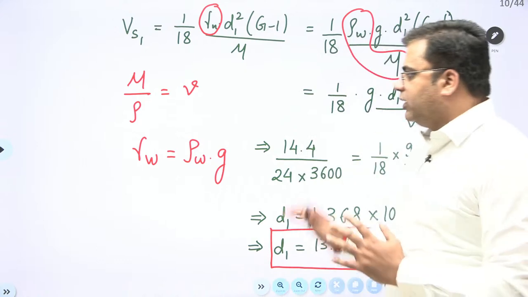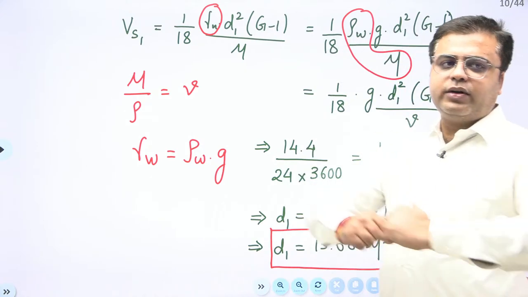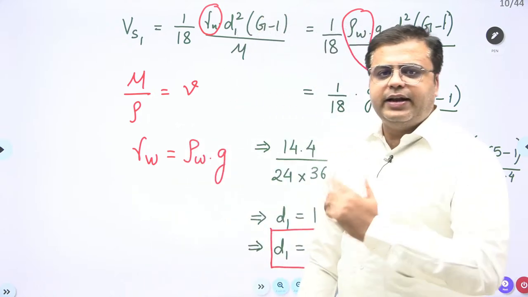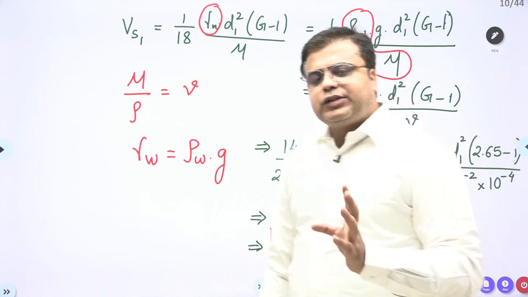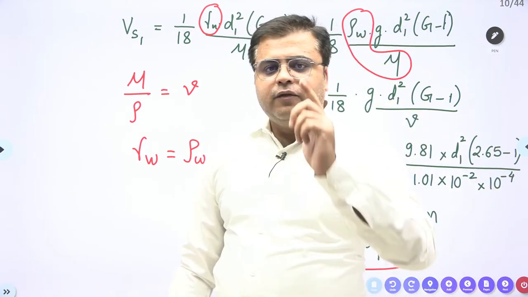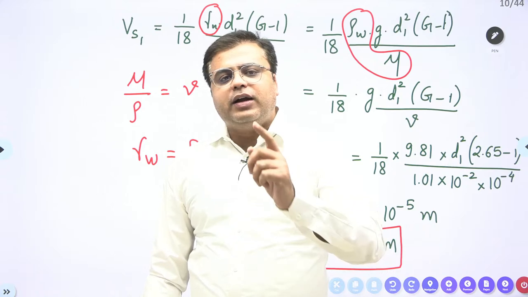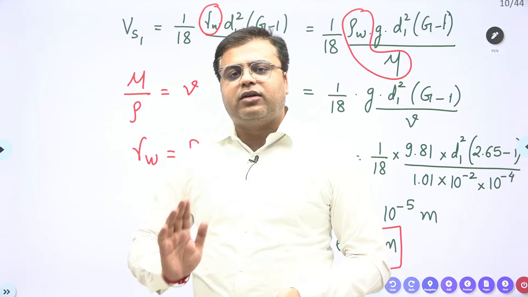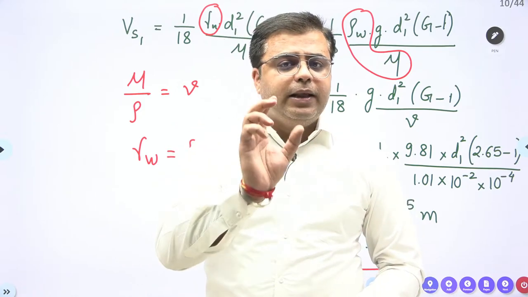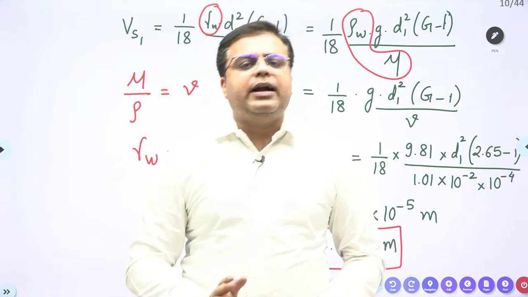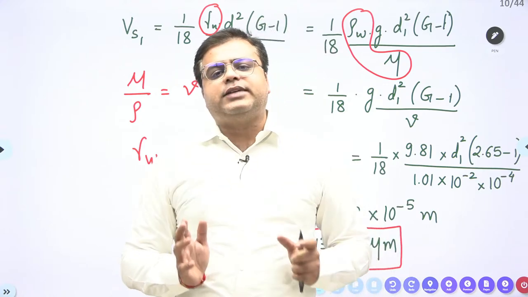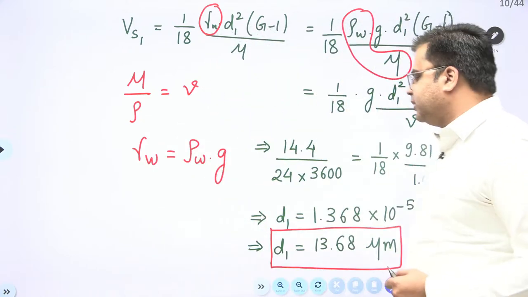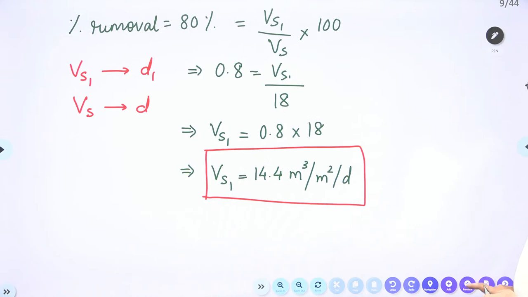So hopefully you have got this solution. Any doubt in this question? Please tell me yes or no. If we are asked to calculate the size of that particle which is 100% removed, we have calculated the concerned size of the particle, right? But in this question, we are asked to calculate the size of that particle which will be removed by 80%. And we know that particles of size less than the concerned size are partially removed from the system. Okay, so hopefully this question is clear to everyone. Any doubt in this? So we can move on.